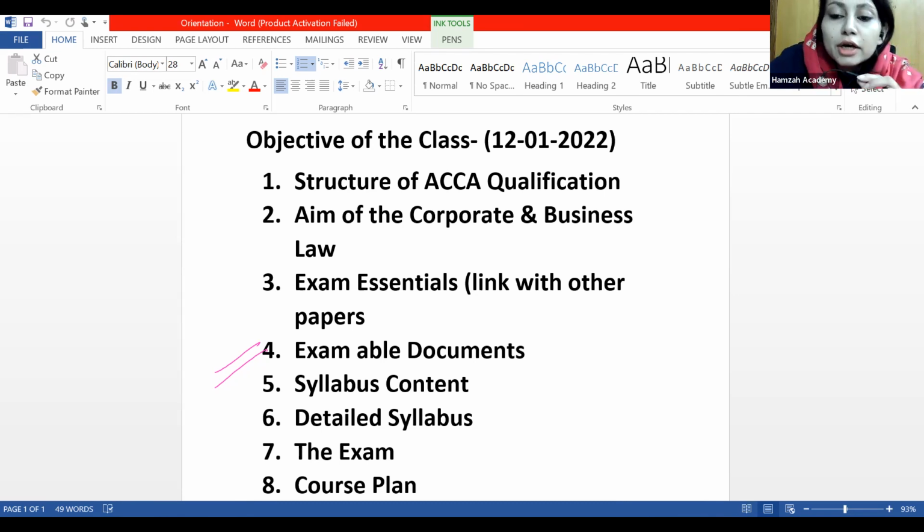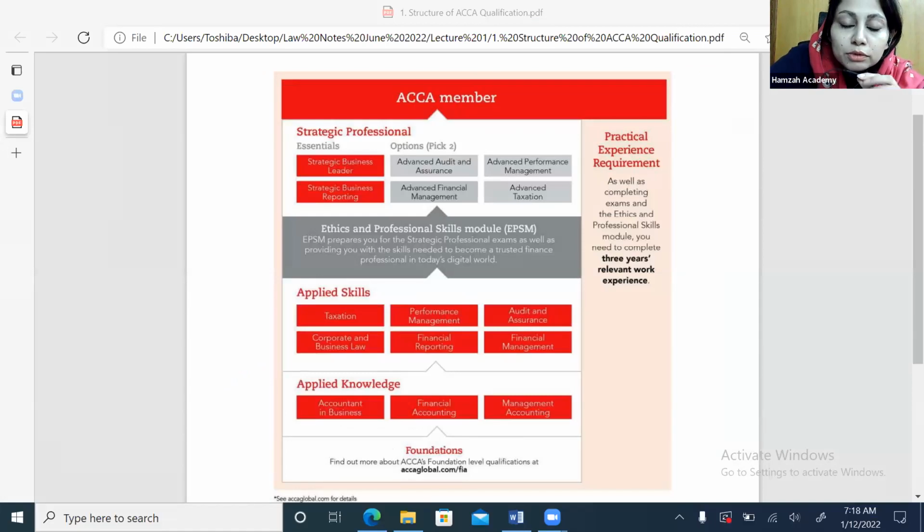Can you see the new screen, which is the structure of ACCA?